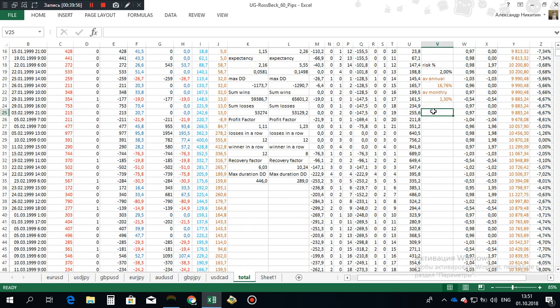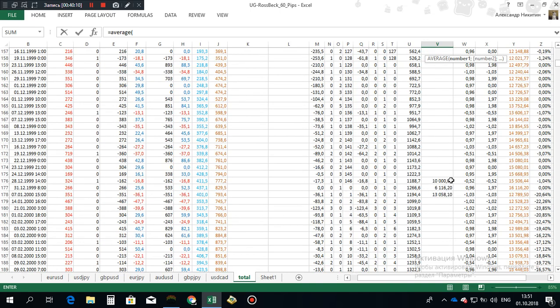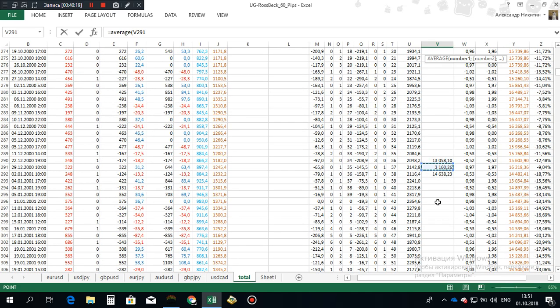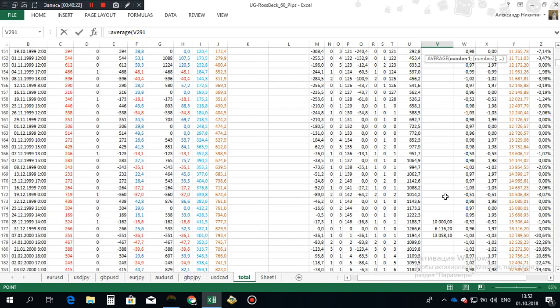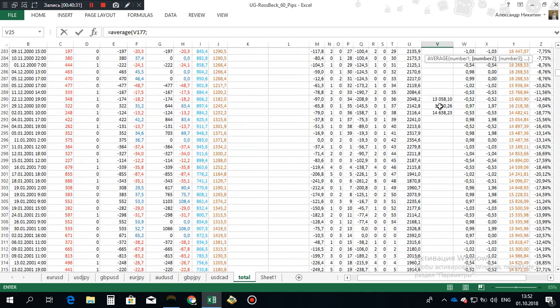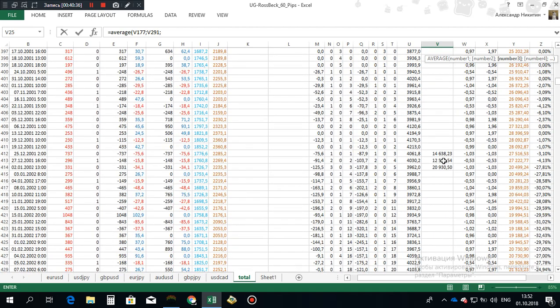Here I will type this equals average, and I will choose this, then I will choose this. Oh, sorry, I should type this is my income. Then I go to check the next. This is my income, yes. Then I go to check this is my income.